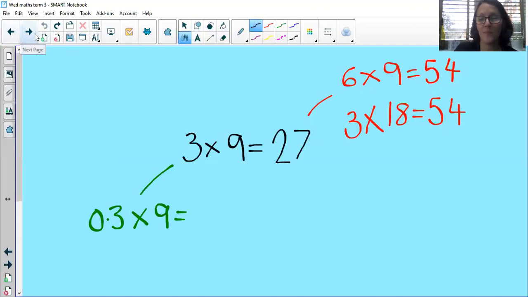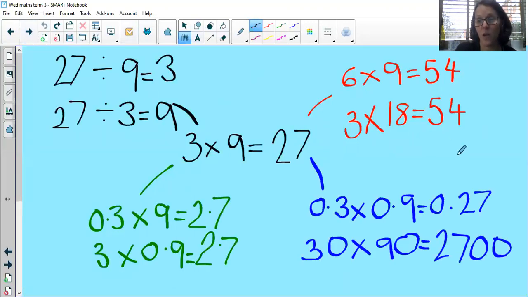Okay, how did you get on? Let's see if you got some of the ones that I got. I've just got a couple here to share with you. Did you get any of the associated division facts? If you have a look at this black one, I've got the division facts that I know. If I know that 3 times 9 is 27, I know what 27 divided by 9 is, and I know what 27 divided by 3 is.